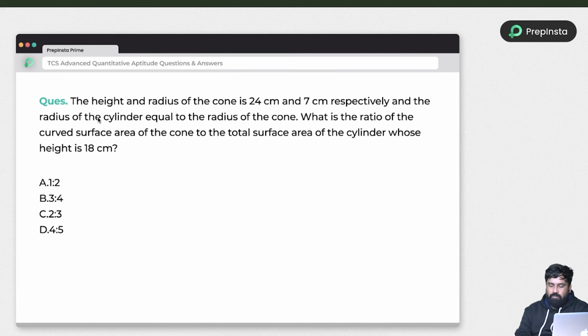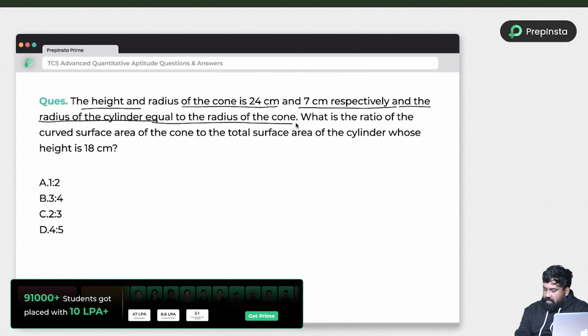So just look into the next problem. The height and the radius of the cone are 24 and 7 meters respectively, and the radius of the cylinder is equal to the radius of the cone.